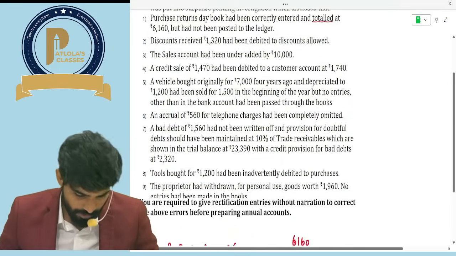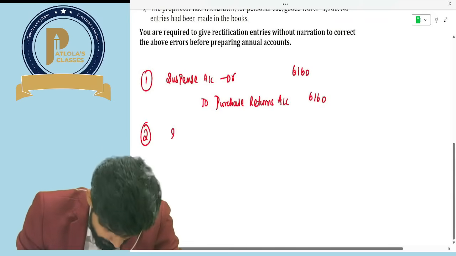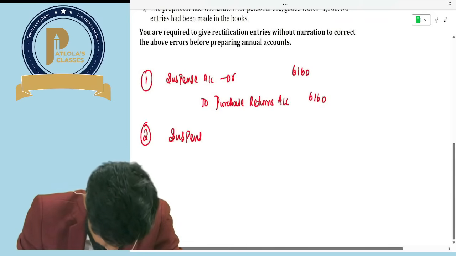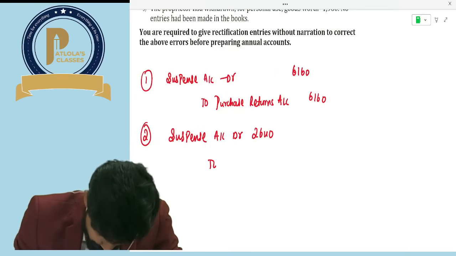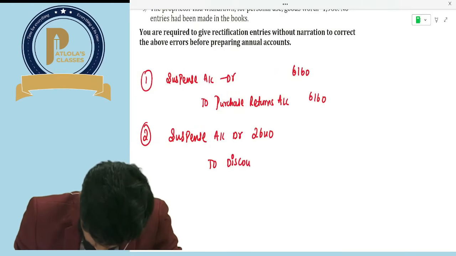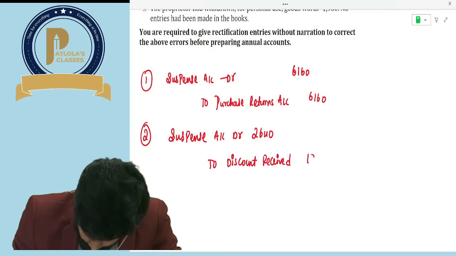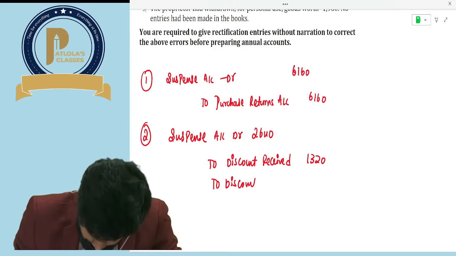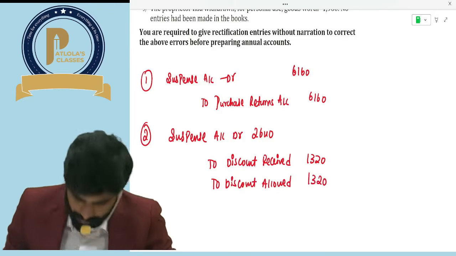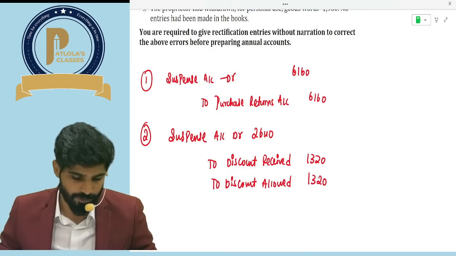So the rectification entry will be suspense account debit 2640 to discount received 1320 to discount allowed. So whatever discount allowed was by mistake debited, that should be cancelled. So that should be 1320. This becomes a rectification entry.